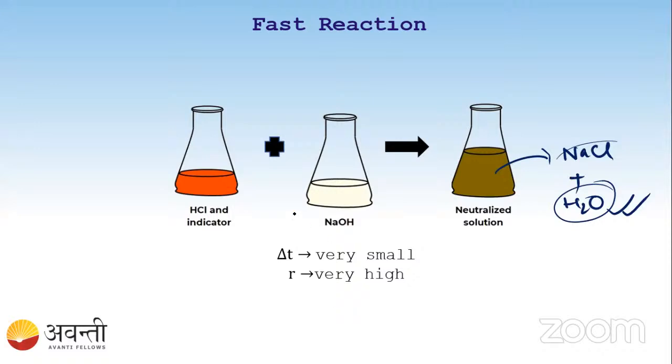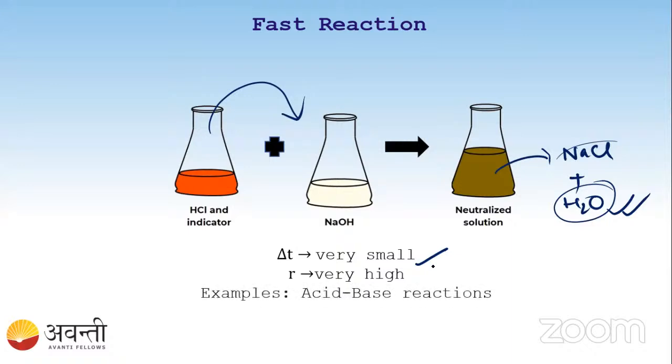If you take this reaction, which is exactly the same as adding ink to a glass of water, it is very fast. You will see the color change or the reaction very quickly. Del T, that is the change in time, is very small, and the extent of reaction is very high. So in these cases, you cannot calculate the rate of a reaction.